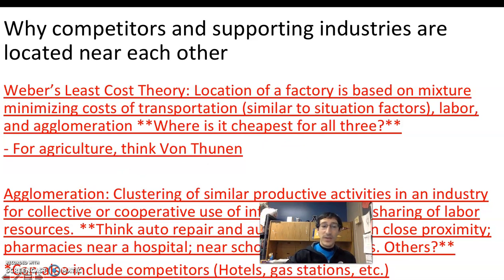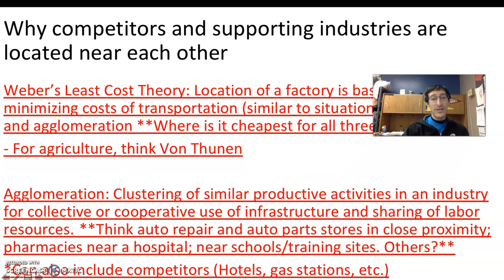And agglomeration is when we cluster similar productive industries together for collective or cooperative use of infrastructure and sharing labor. Growing up, my family used Precision Tune Auto Care. But Precision Tune doesn't have windshield wipers, or glass for windshields, or tires for every single car that comes in. They can order from next door, like Napa Auto Parts, or places just a few miles away, for just-in-time delivery when they need it to sustain those things, and that's what agglomeration does.